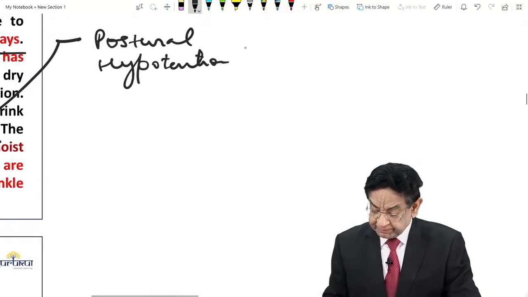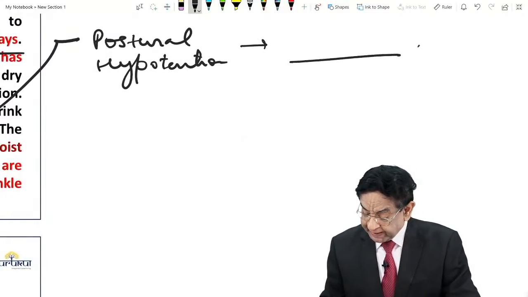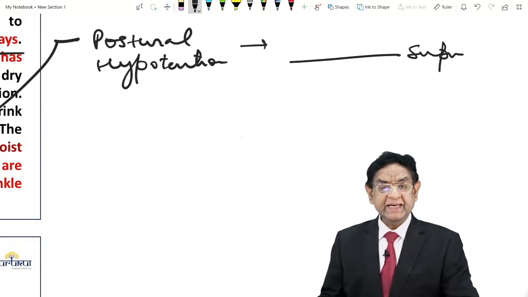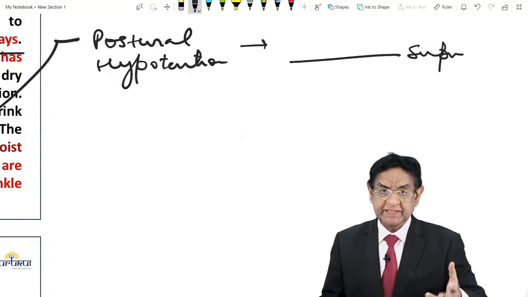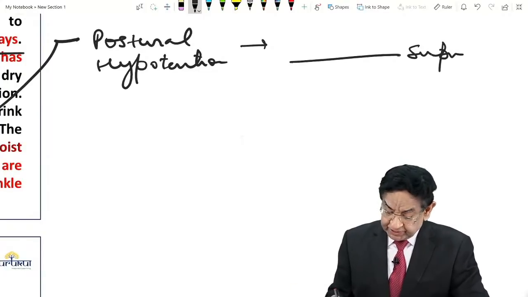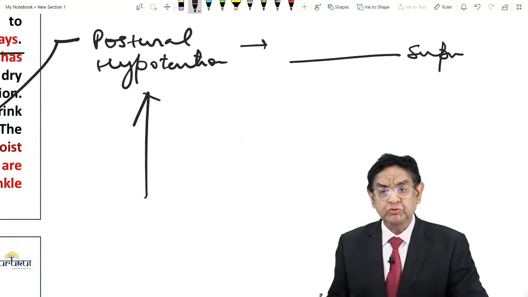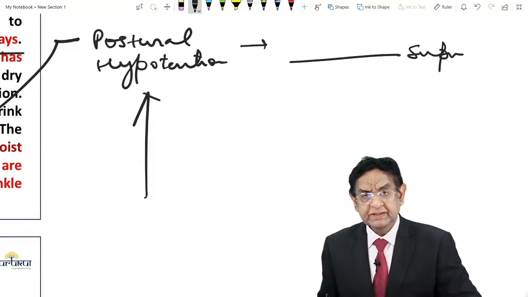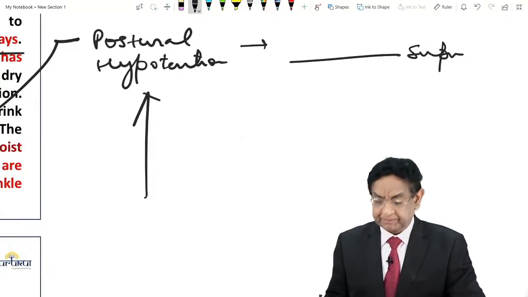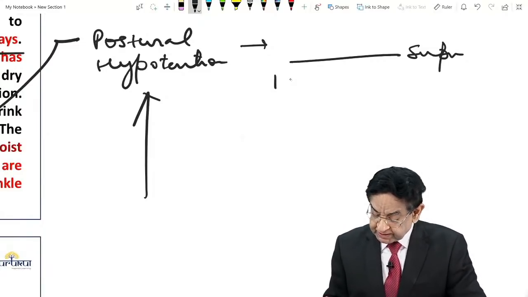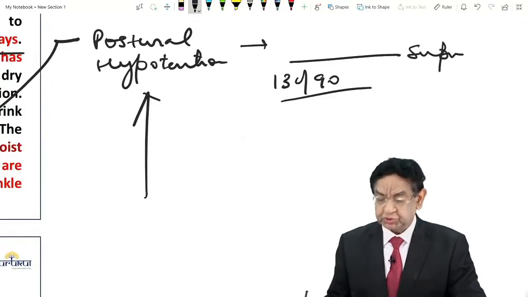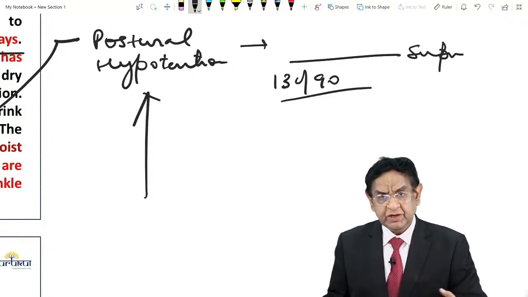Postural hypotension means you check the BP in supine position. The patient is lying supine on the bed, you check the BP, and then you make him stand for 2 to 3 minutes. After 3 minutes you check the BP. Suppose the BP was 130 by 90 in the supine position.